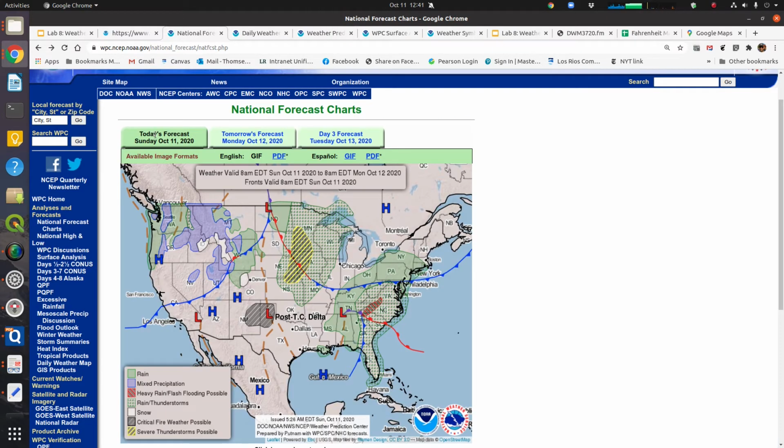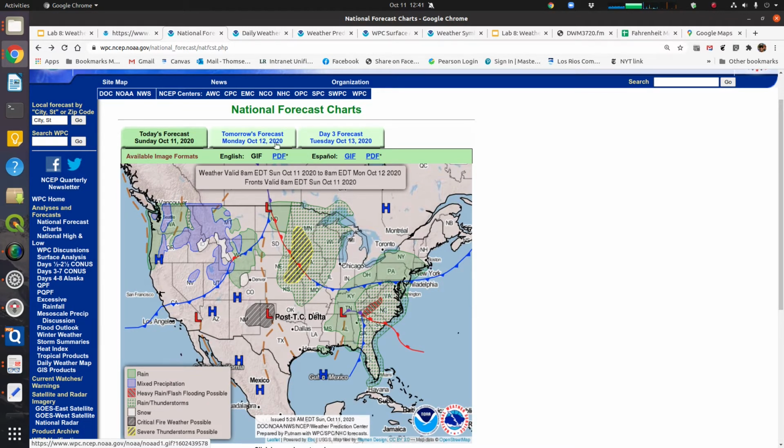This is the national forecast chart, and I will include a link to this. This is like a general forecast. The blue is cold fronts, the red is warm fronts, the purple is occluded front. So here's a storm system with probably cold air down here, warm air in here, cold air up here.